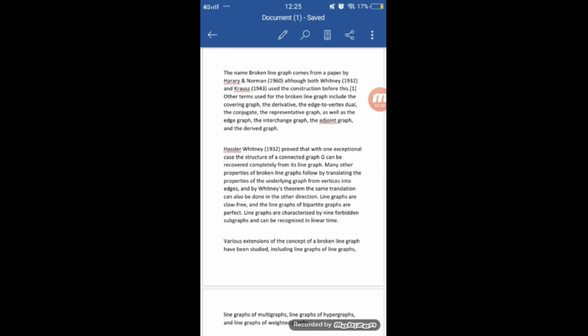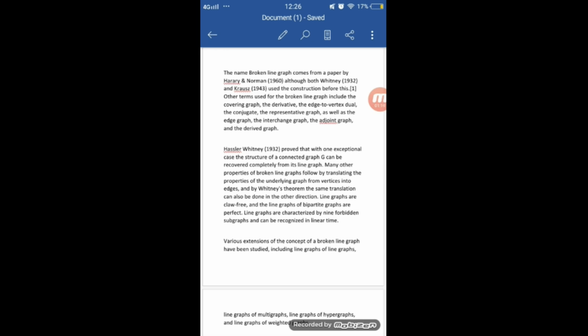Hassler Whitney proved that with no exceptional case, the structure of the connected graph G can be recovered completely from its line graph. Many other properties of broken line graphs follow by translating the properties of the underlying graph from vertices into edges, and by Whitney's theorem, the same translation can also be done in the other direction. Line graphs are claw-free, and the line graphs of bipartite graphs are perfect. Line graphs are characterized by forbidden subgraphs and can be recognized in linear time.